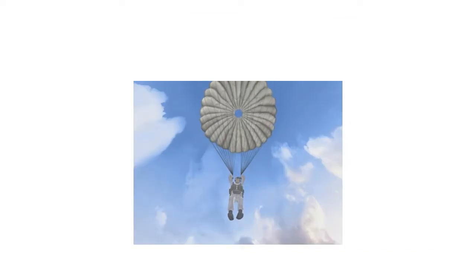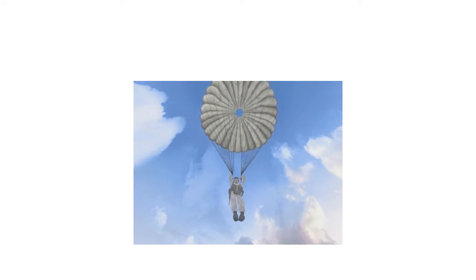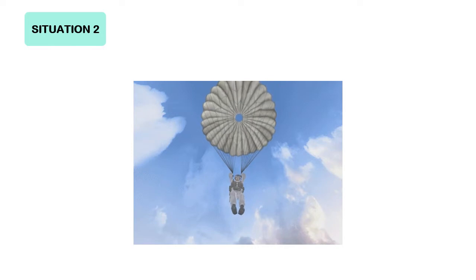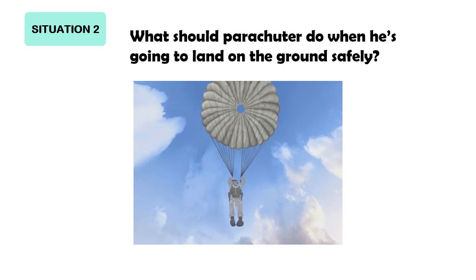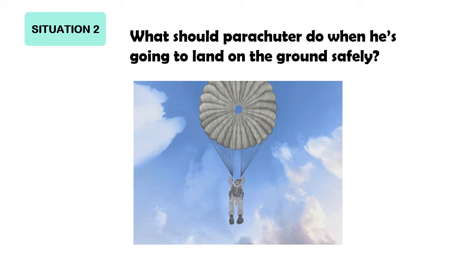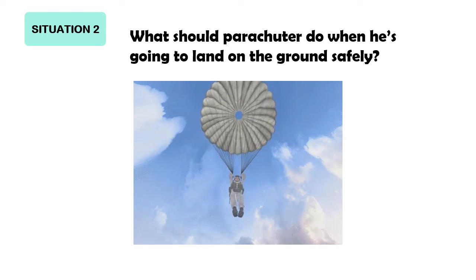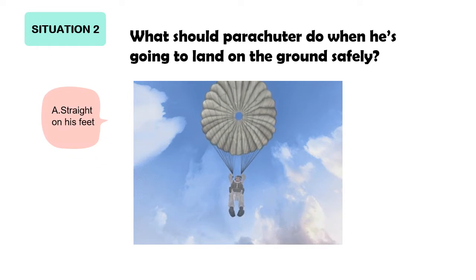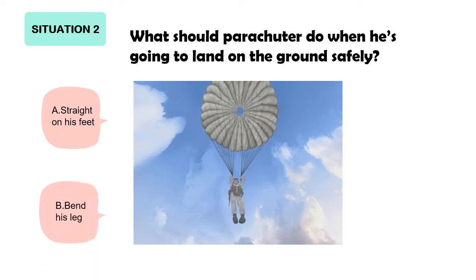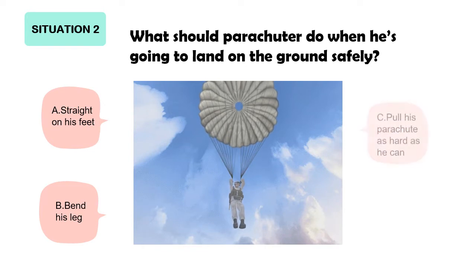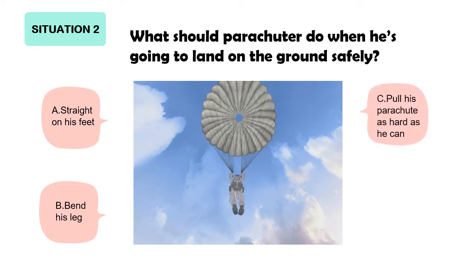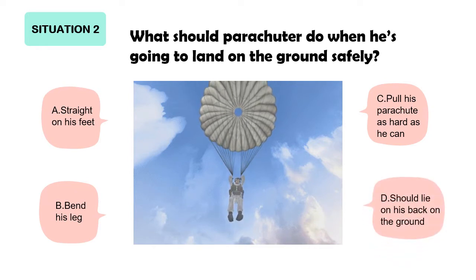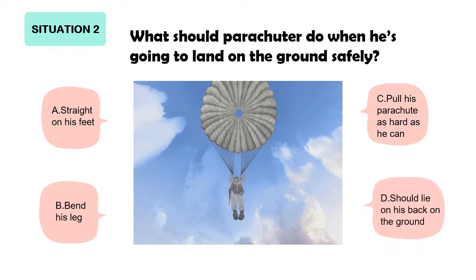Next, we move on to another video clip, situation 2. The video clip is of a parachuter. What should the parachuter do when he is going to land on the ground safely? A. Does he need to keep his feet straight? B. Does he need to bend his legs? C. Does he need to pull his parachute as hard as he can? Or D. Should he lie on his back on the ground?